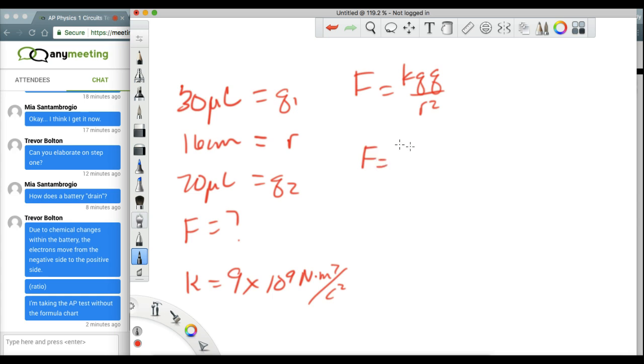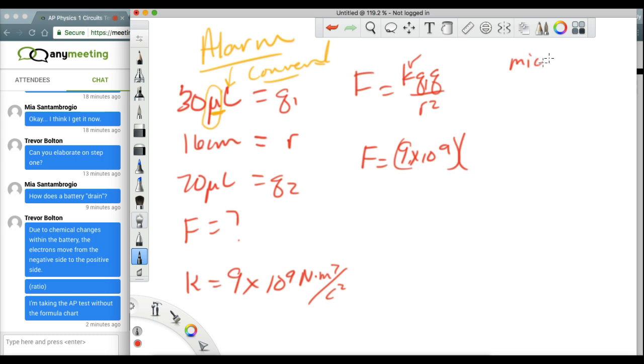So my force is going to be equal to 9 times 10 to the 9th. That's my K. Check. Times Q1. Q1 is 30 microcoulombs. Whenever you see any kind of prefix in front of the base unit, alarm bells should go off. You need to convert. Your brain should go convert, convert, convert. So 30 microcoulombs has to be converted to coulombs. On your formula chart, it tells you that micro has the symbol mu and the multiplication factor is 10 to the negative 6. That is on your formula chart.